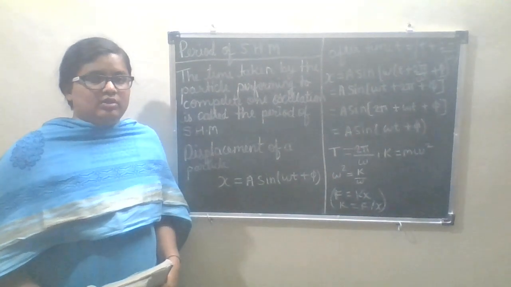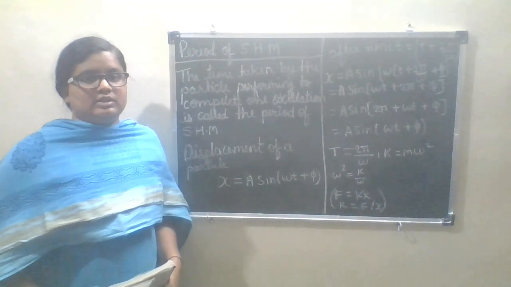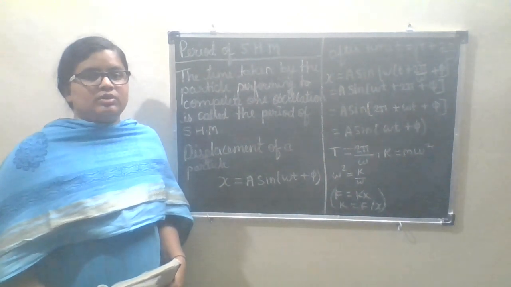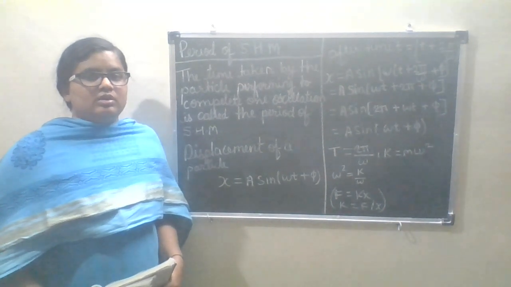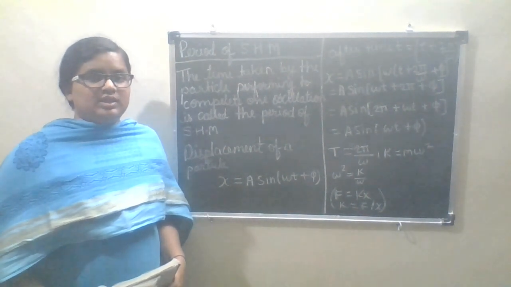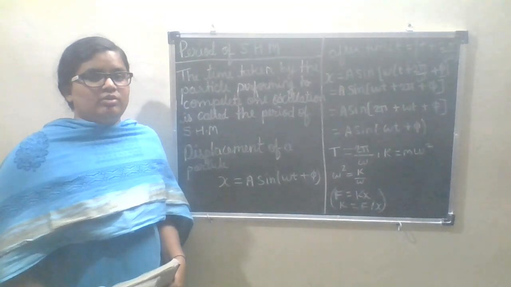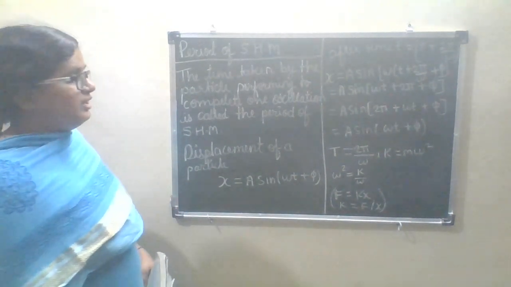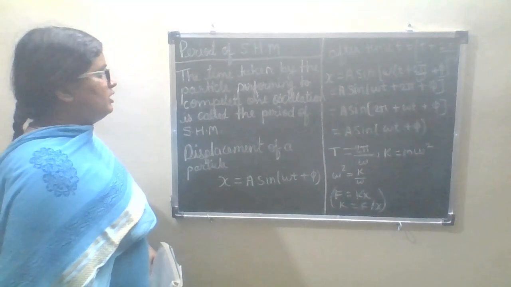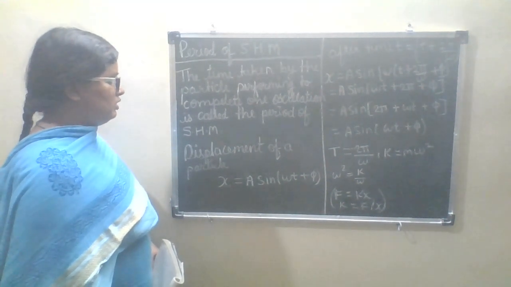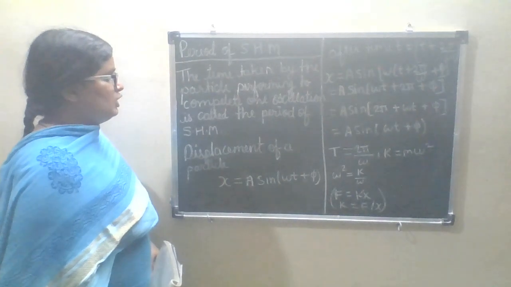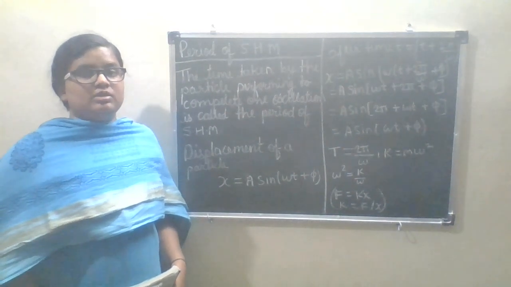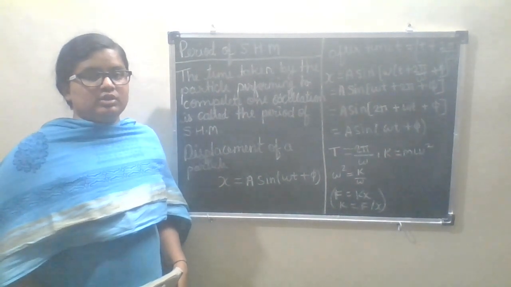In this scientific language only you have to write in the exam. You may understand in your own words, whatever it may be, but while writing you should write in these scientific words only, then and only then you will get the marks. So the definition is: the time taken by a particle to complete one oscillation during the SHM is called the period of a SHM.